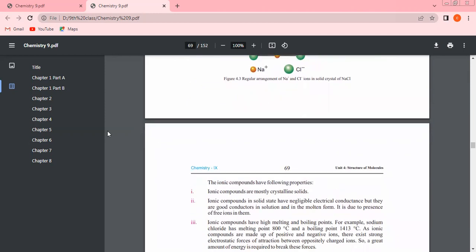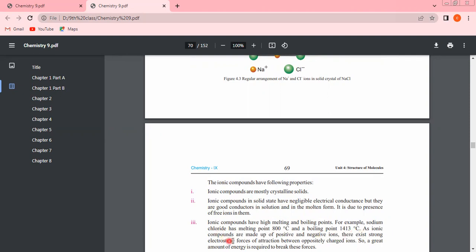The ionic compounds have the following properties. Ionic compounds are mostly crystalline solids. Ionic compounds in solid state have negligible electrical conductivity, but they are good conductors in solution and in the molten form. It is due to presence of free ions in them. Ionic compounds have high melting and boiling points. For example, sodium chloride has a melting point of 801 degrees and a boiling point of 1413 degrees.